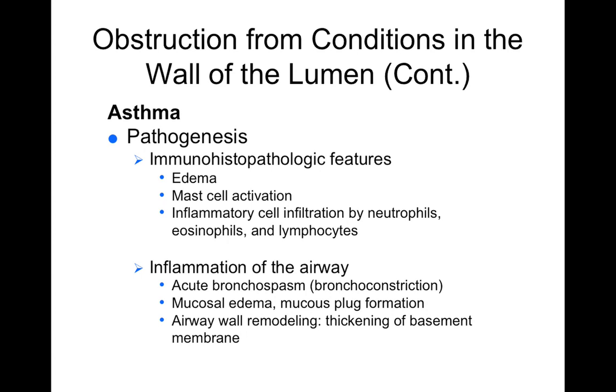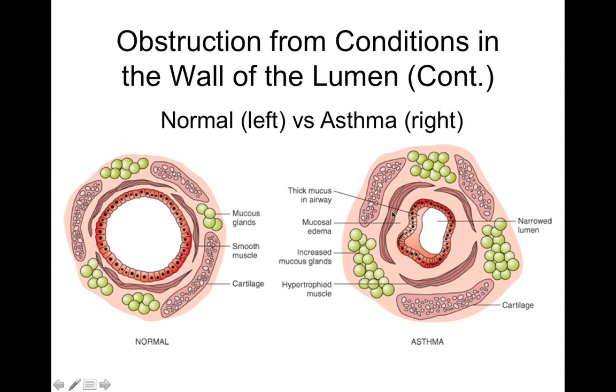So chronic asthma, not just acute attacks, but chronic asthma can lead to thickening of the basement membrane, thickening of the cartilage in the airways, thickening and overgrowth of mucus cells, all of which cause your airway lumen to narrow. I think we see that on this slide here.